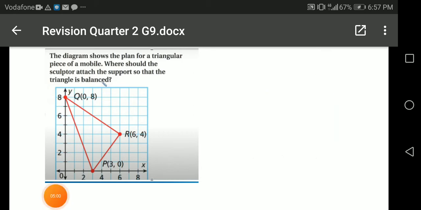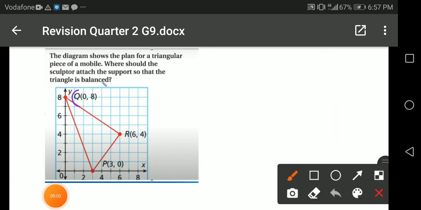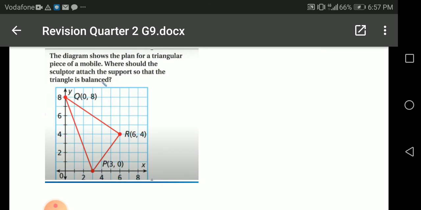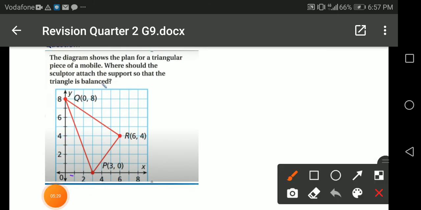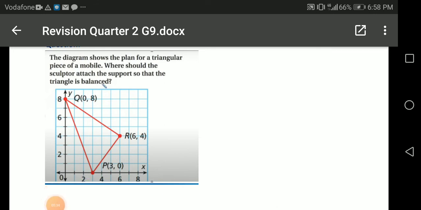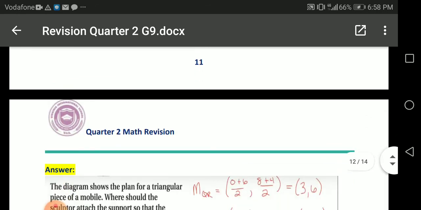Okay, my dear students, here it's written the points Q, P, R. Q is 0 and 8. Why 0 and 8? 0 on the x-axis, 8 on the y-axis. And R, we have here 6 on the x-axis and 4 on the y-axis. What about P? P here is 3 and 0 on the y-axis. I didn't go up or down. Okay, after having the 3 points, what should I know?